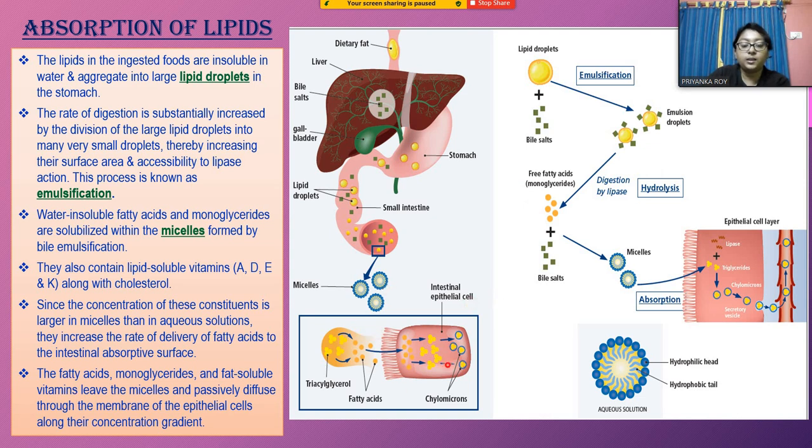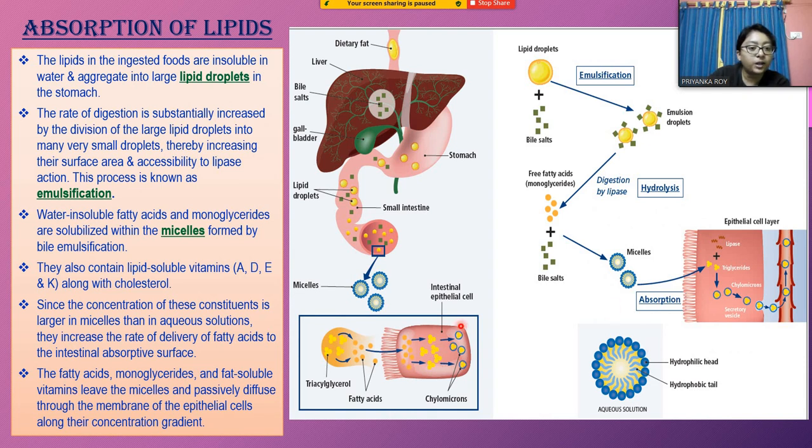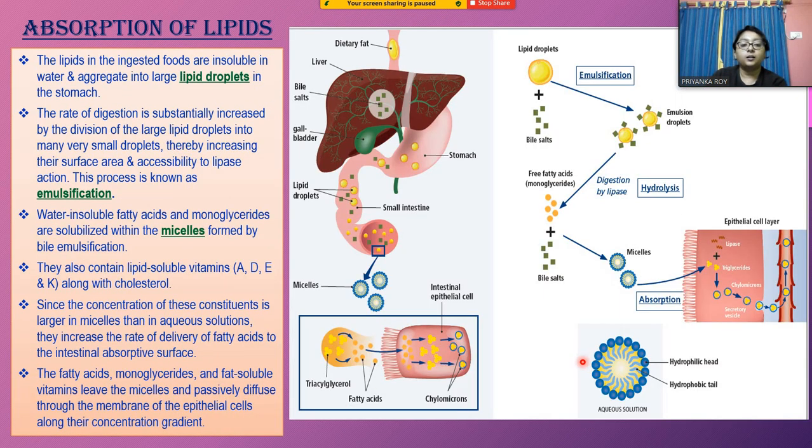So this is the intestinal epithelial cell. As you can see, the triglycerides and the fatty acids are going inside, and the chylomicrons are being formed. When they enter the cell, they recombine with glycerides and again form triglycerides, found in the form of small globules. This is known as chylomicrons. When these chylomicrons are finally transferred to the lymphatic vessels or lacteals, they absorb water and other proteins and form a milky white fluid containing chylomicrons, proteins and so on. This is known as chyle.